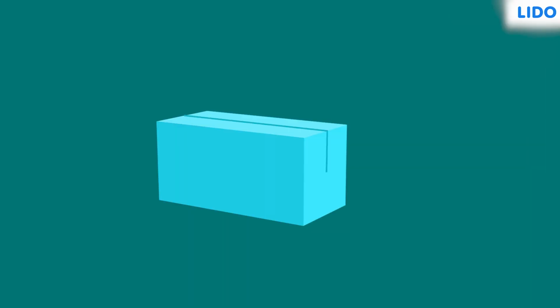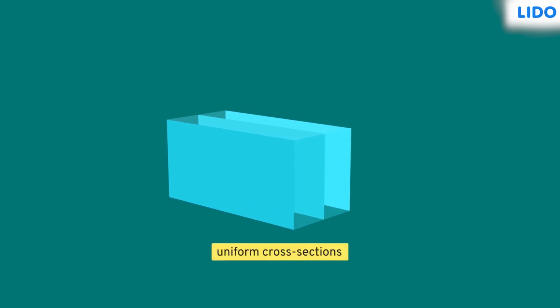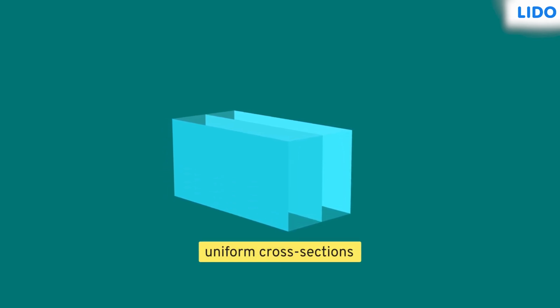When you pick cross-sections along the length, all the slices have exactly the same shape across the length of the loaf. So these types of cross-sections are called uniform cross-sections.